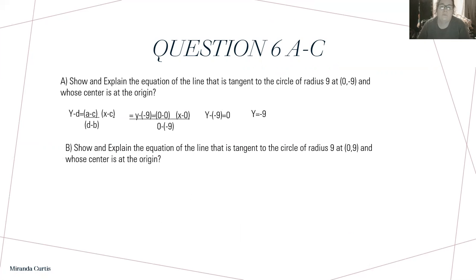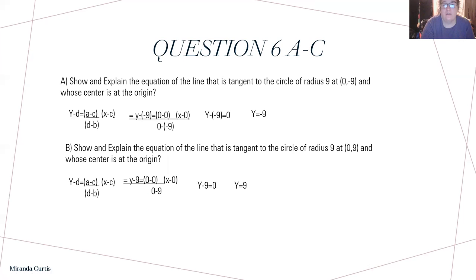Okay, so B, show and explain the equation of the line that is tangent to the circle of radius 9 at 0, 9, and whose center is at the origin. Again, the center is the origin, 0, 0. So we're going to use, again, our formula, which is y minus d equals (a minus c) over (d minus b) times (x minus c). We're going to fill it in right here. Y minus 9 equals (0 minus 0) over (0 minus 9) times (x minus 0). Sorry, guys, I'm tongue-tied. So y minus 9 equals 0, y equals 9.